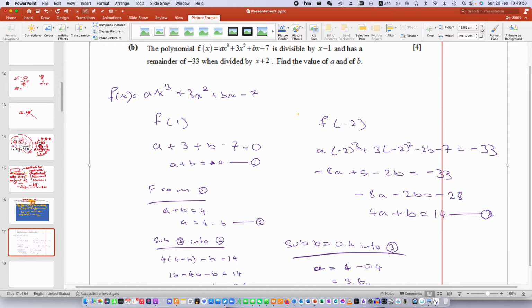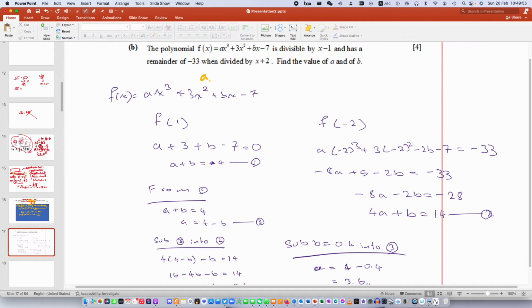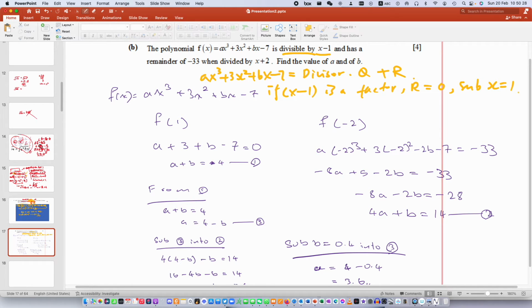49. So for this, okay, good. So this is the one you can use the dividend equals to the divisor times the quotient plus the remainder, right? Then now you can start to use, so it's divisible. Divisible means this one is a factor. So if x minus 1 is a factor, remainder equals to 0, and then sub x equals to 1. Okay, good. Go ahead.